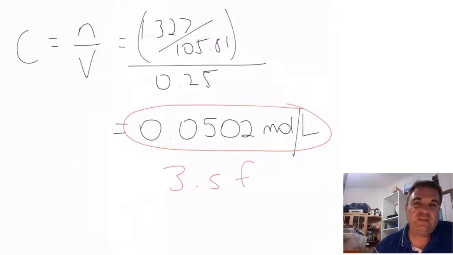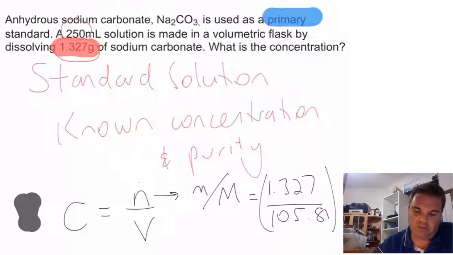Standard solution calculations are pretty straightforward. You just need to calculate number of moles and then divide it by the volume. What you might want to go back and have a look at is the definition of what a primary standard is. It's a standard made of something that's very stable, of known concentration and purity, from which you can calculate other concentrations. That's really important. Hopefully this one's been pretty straightforward as well.